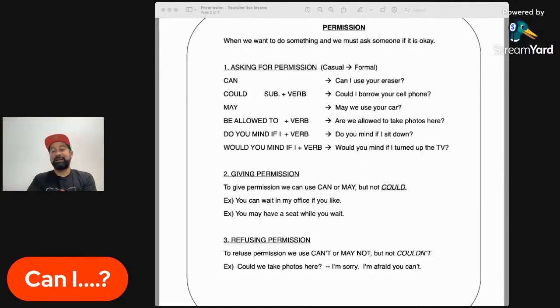Today we are going to be studying permission. Permission, as I said at the very beginning of this lesson, today is a permission lesson.